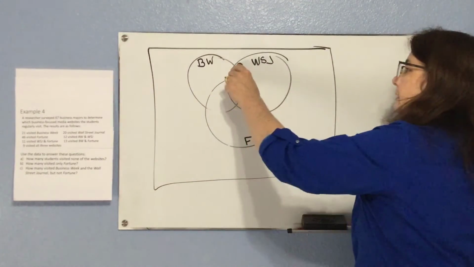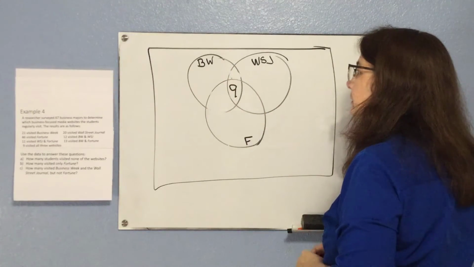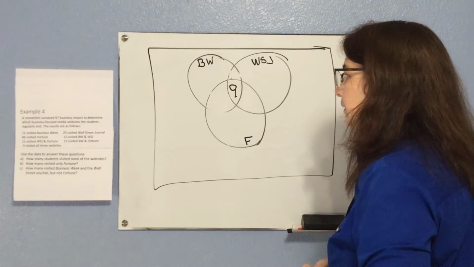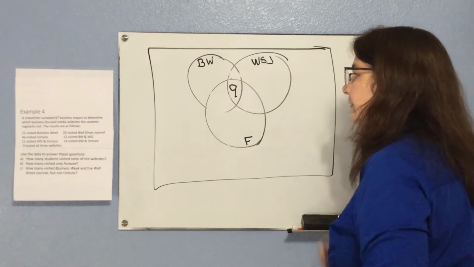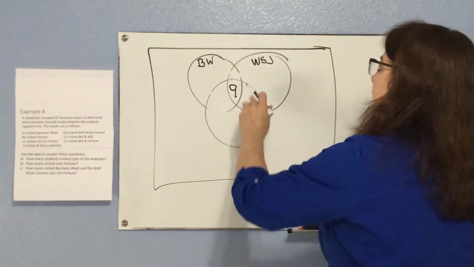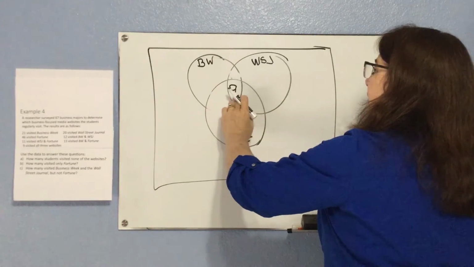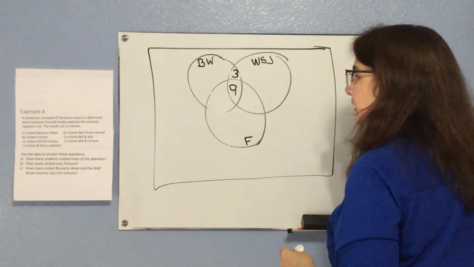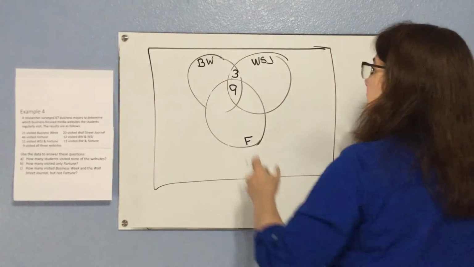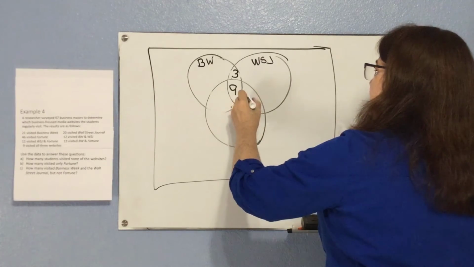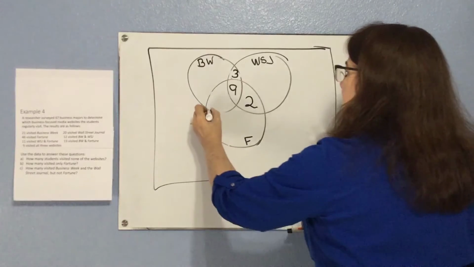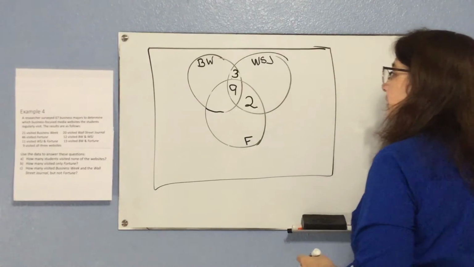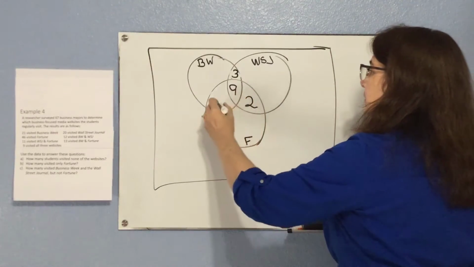Now we want to go on to these next areas where they visited 2 websites but not the 3rd. So they tell me that there were 12 that visited Business Week and the Wall Street Journal. But I already have accounted for 9 of those here, so there's only 3 additional. 11 visited Wall Street Journal and Fortune. Again, 9 of those are here, which means there's 2 here. And then 13 visited Business Week and Fortune. 9 here, which leaves 4 out here.